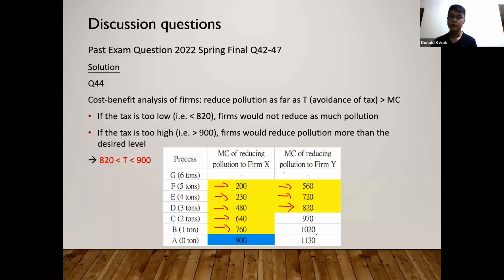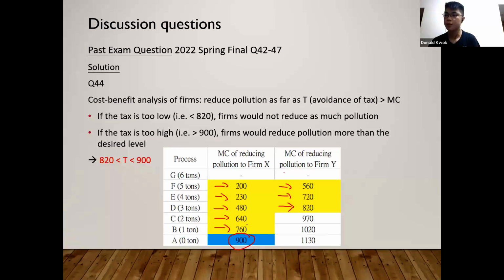However, the target is to reduce sewage discharge by 8 tons, but not further. So this is why the tax cannot be too large, or else firms will reduce pollution more than the desired level. And specifically, the tax cannot be higher than 900, or else the 9th ton will be reduced. All right, so hope this explains question 44.